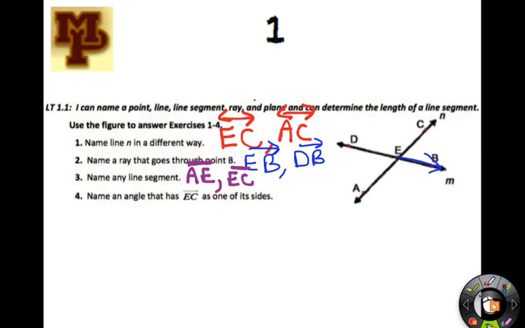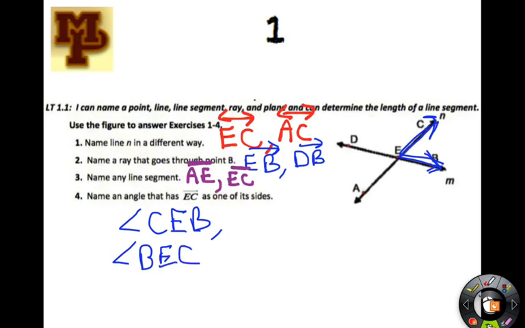Name an angle that has EC as one of the sides. We could use this as one of the sides, and then this angle here would be the angle. So this angle would be angle CEB, or you could go the other direction and it would be angle BEC, and it would represent that same angle. You could even do another angle over on this side that has that ray EC as well, so that could be angle DEC, or the other direction, angle CED. Alright, so that should be good on that one.